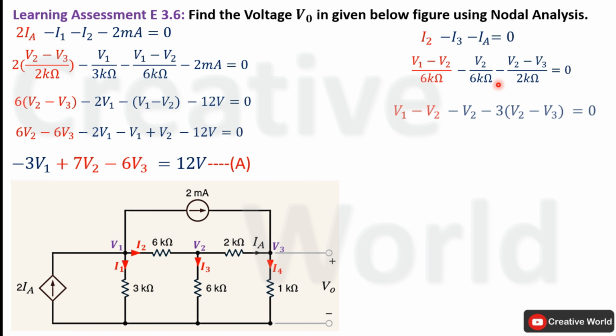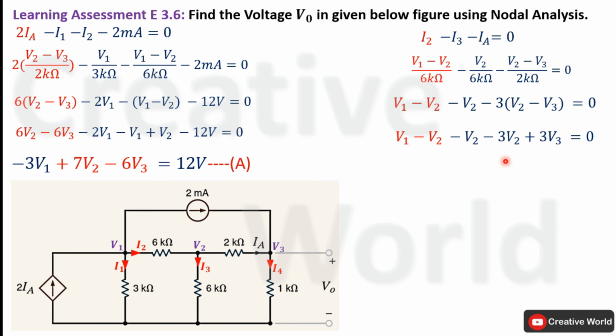The equation will become V1 minus V2 minus V2 minus 3 into (V2 minus V3) equal to 0. Here the product of 6 kilo ohm is cancelled out with 6 kilo ohm in the denominator. The same case is applied here. And here the product of 6 kilo ohm is cancelled out with 2 kilo ohm in the denominator. Only 3 is left and that 3 is multiplied with (V2 minus V3). Open these brackets. 3 will multiply with the variables inside the brackets.